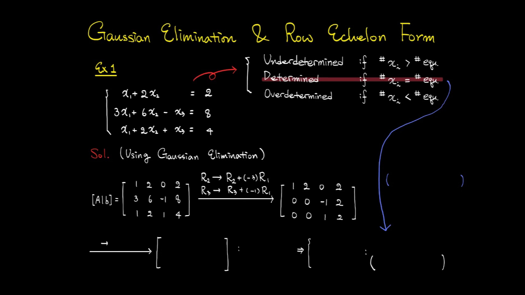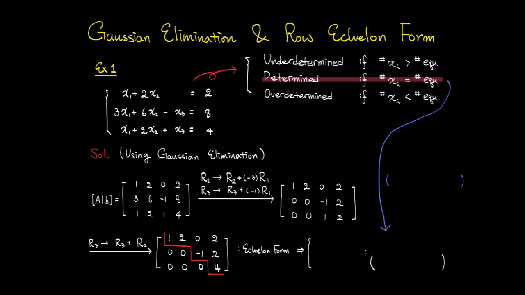However, because the leading entry of the second row is not to the right of the leading entry of the third row, it is not an echelon form. And similarly, using the elementary row operation 3, change the third row by adding the second row to it. Then we can get echelon form.